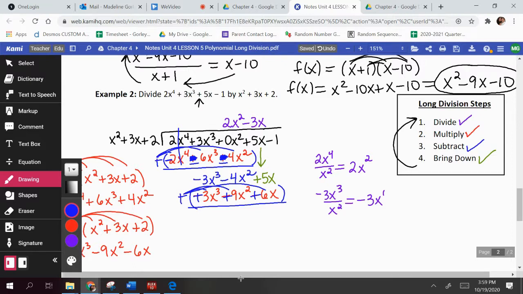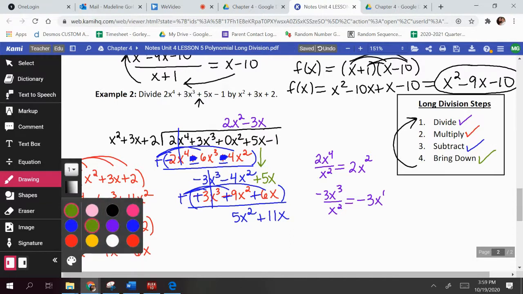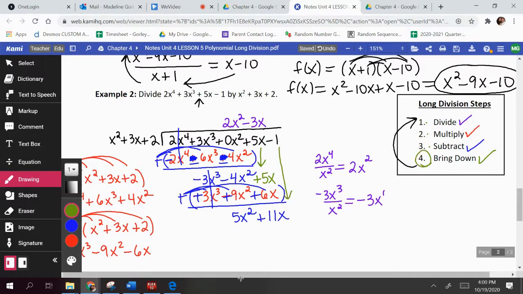Negative 3x cubed plus 3x cubed goes away, becomes 0. Negative 4x squared plus 9x squared becomes 5x squared. And then 5x and 6x become 11x. And we divide, multiply, and subtract. Bring it on down. We have a minus 1 to bring down. And then we bring it on back to the original step. So now I'm back to division.